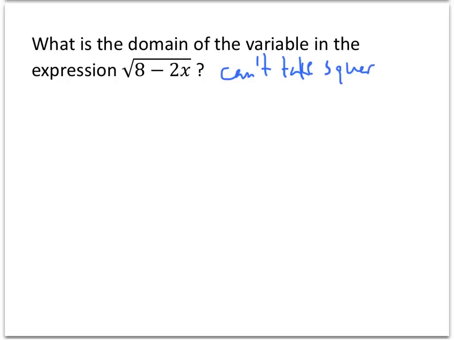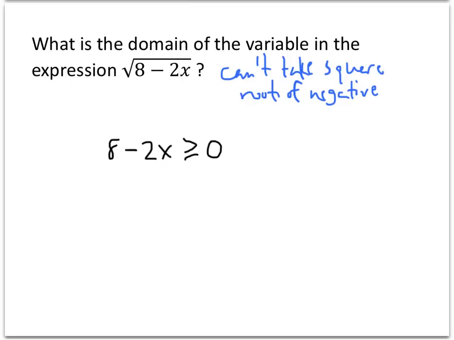So how does that have anything to do with inequalities? Well, how do we express the fact that 8 minus 2x can't be negative with an inequality? We might want to say that it isn't less than 0, but not less than is just another way to say greater than or equal to. So 8 minus 2x is greater than or equal to 0. Let's solve that inequality.